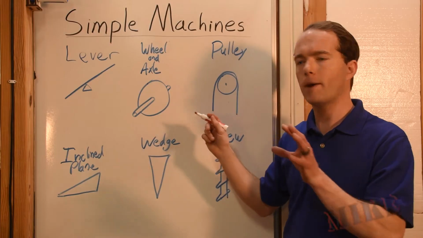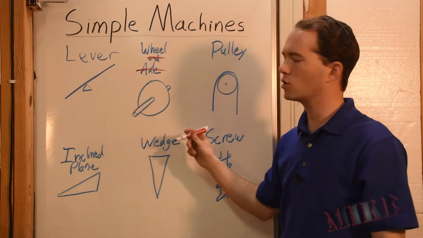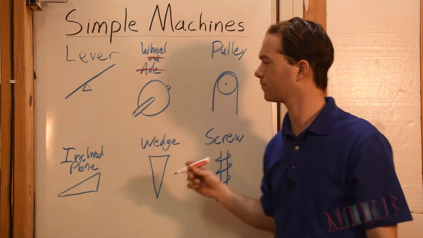So if we're going to make simple machines, let's use simple words. And let's call this a wheel. Because wheel kind of implies axle. Like I said, there's no wheel unless you have an axle.